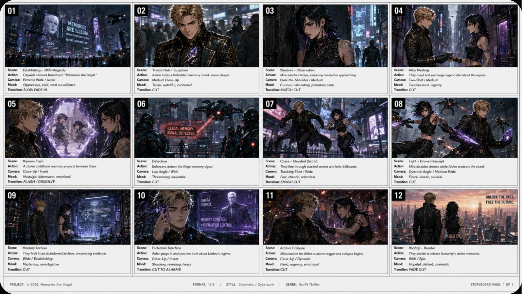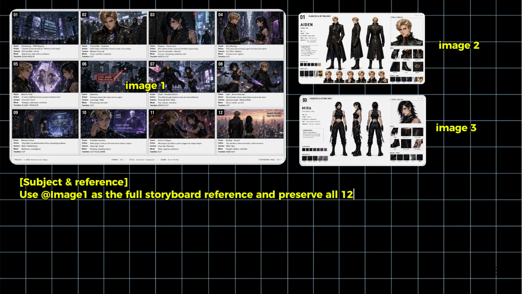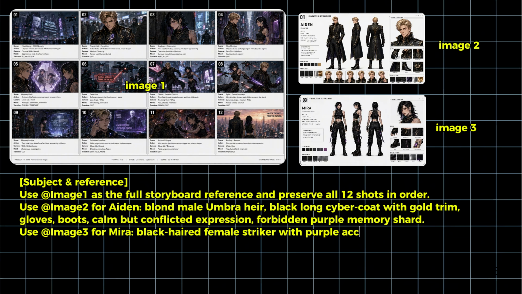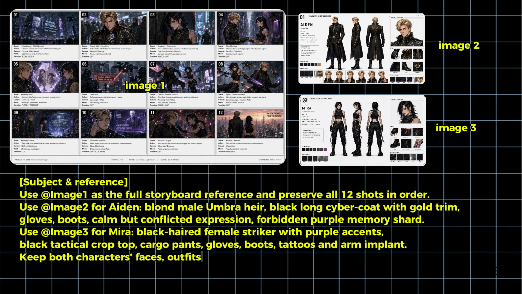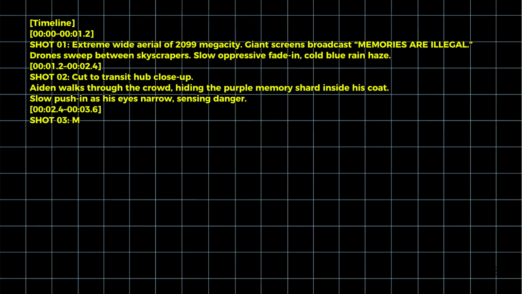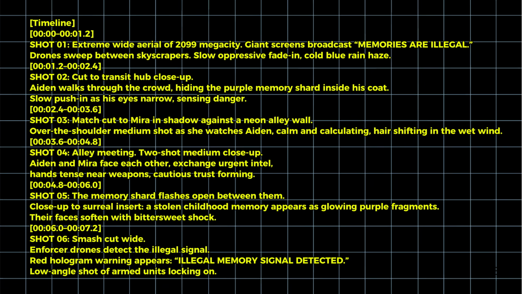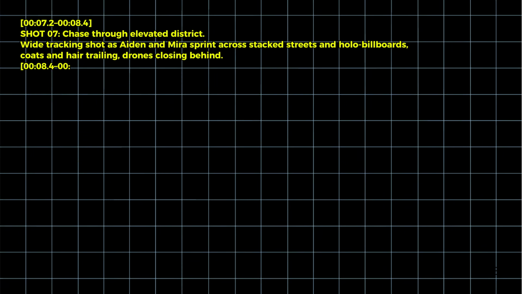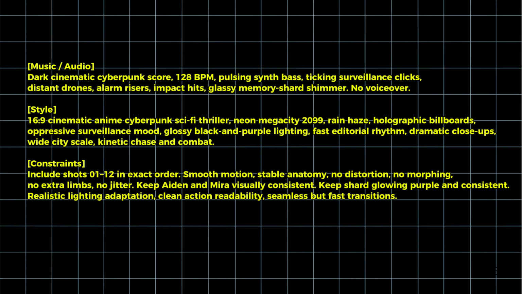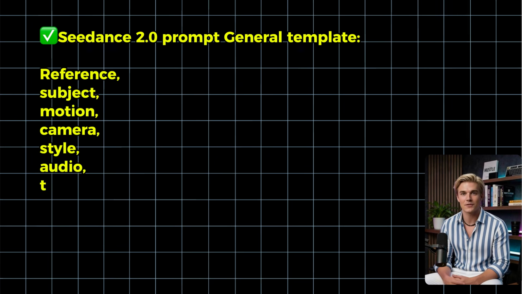For example, I can say, use image 1 as the full storyboard reference. Use image 2 for Aiden. Use image 3 for Mira. Keep the same characters, same outfits, and follow the shots in order. No distorted hands, no extra limbs, no face changes, and no random scene changes. Then I add a simple timeline. 0 to 2 seconds, show shot 1. 2 to 4 seconds, move to shot 2. 4 to 6 seconds, show shot 3. And so on. This gives Seedance a much clearer path to follow.